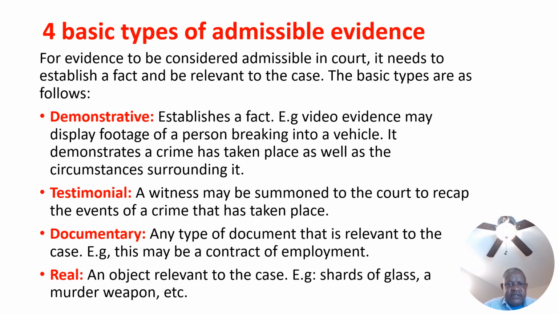2. Testimonial evidence. Testimonial evidence involves a witness who may be summoned to the court to recap the events of a crime that has taken place. And then we have documentary evidence, any type of document that is relevant to the case, e.g., this may be a contract of employment, or any signed contract between 2 parties. This is what you call documentary evidence. And then we also have real evidence, which is an object relevant to the case, e.g., shards of glass, a murder weapon, etc. Therefore, CCTV evidence is in the group of demonstrative evidence.